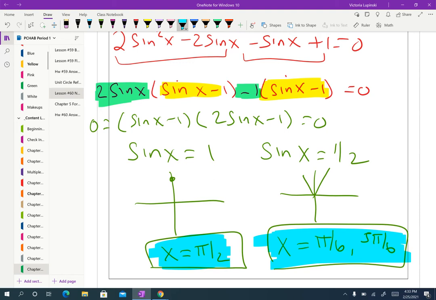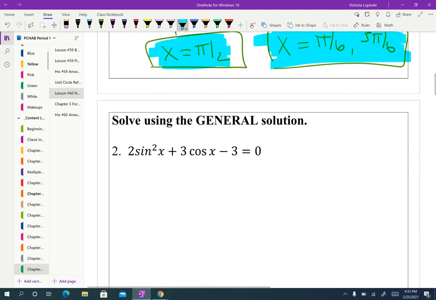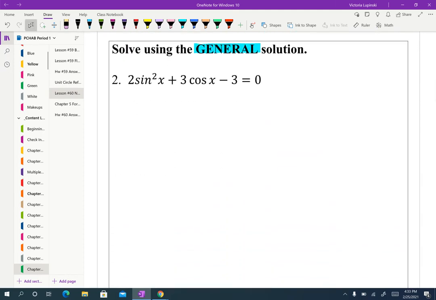So here there are exactly 3 answers. Remember, there's no way of knowing ahead of time how many answers there are going to be. So you have to be prepared for all contingencies. Here in number 2, now we're going to be finding the general solution.